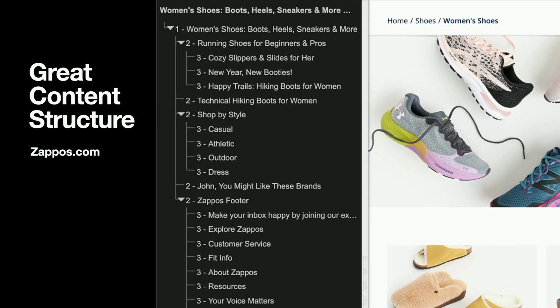Zappos has a really great example. They're a large-scale e-commerce website, but they focus on good structure and accessibility, and it's easy to see how things are structured and organized on their website, even if you don't have any vision problems. Besides good structure, there are other small content-related things that we can do.